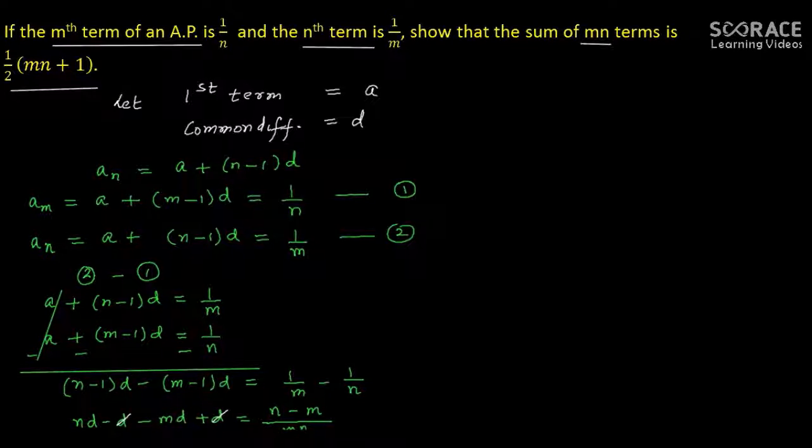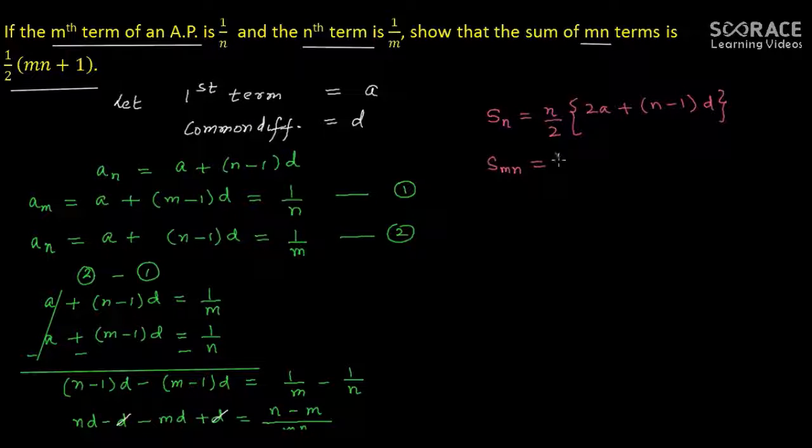So before moving on, let's write down the formula for the sum of n terms of an AP. Sn is equal to n on 2 within parenthesis 2a plus n minus 1 times D. Now here we need to find out the sum of mn terms. So let's replace n by mn. So S of mn is equal to mn on 2 times 2 times, in place of a we'll write 1 on mn, plus in place of n we'll write mn minus 1 times, in place of d we'll write 1 on mn, and close the bracket.